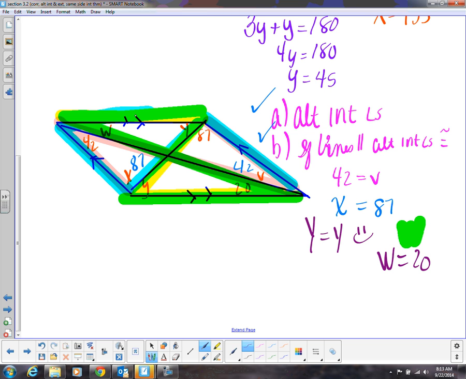What is W? 20. Okay, so now this is what we're going to have to do. We're going to have to do this one. I'm going to trace these sides. So what does this form?